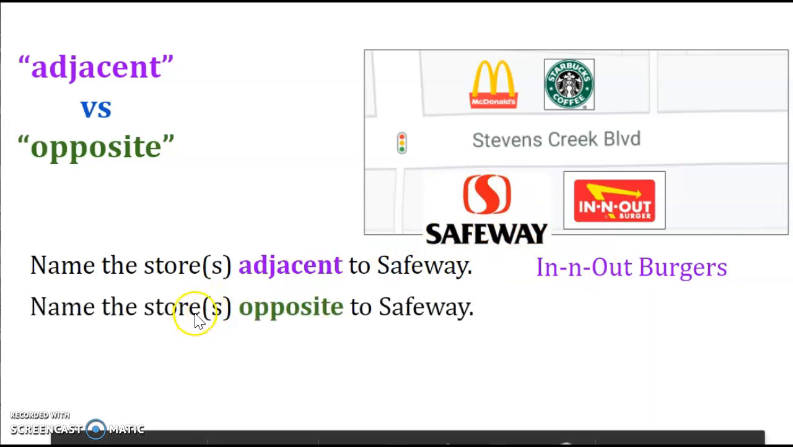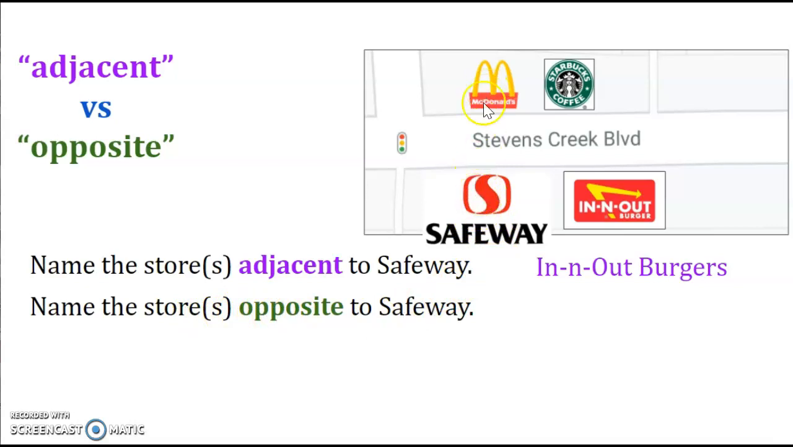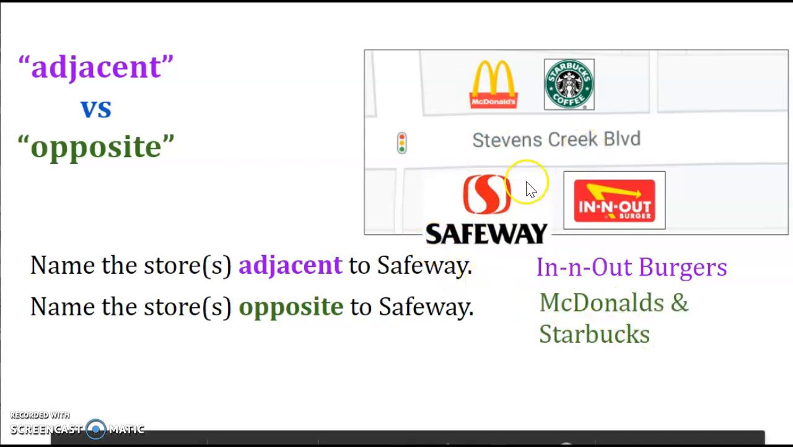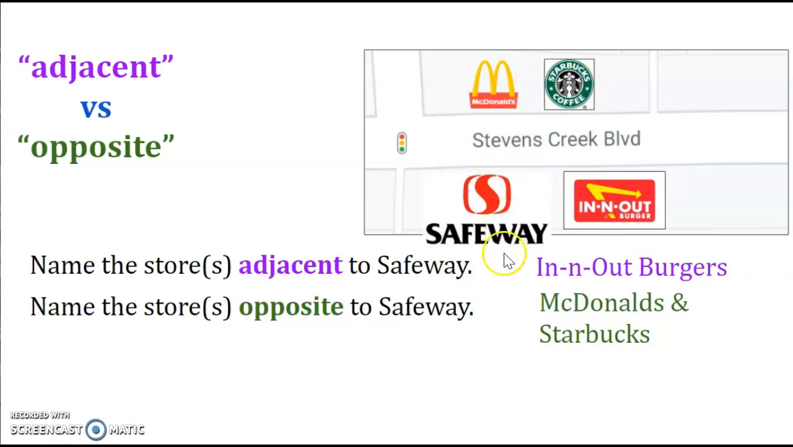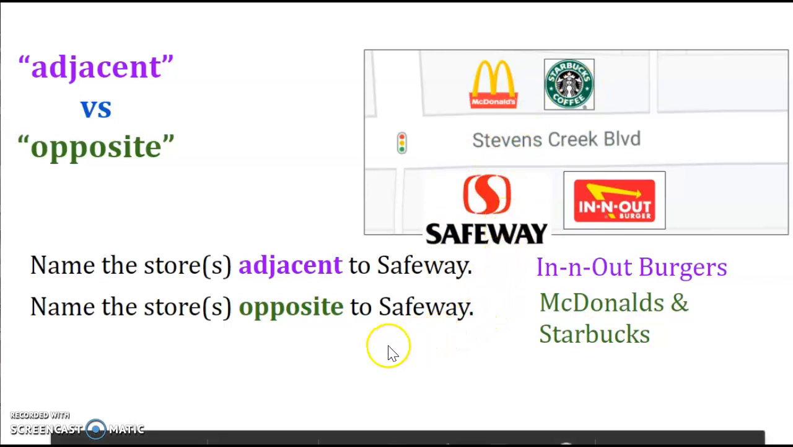All right, then what is the store that is opposite the Safeway? Opposite, when we're talking about opposite, we're talking about across from, right? So in this case, you could say McDonald's or Starbucks. Well, McDonald's is directly opposite. Starbucks is a little bit more on the diagonal.